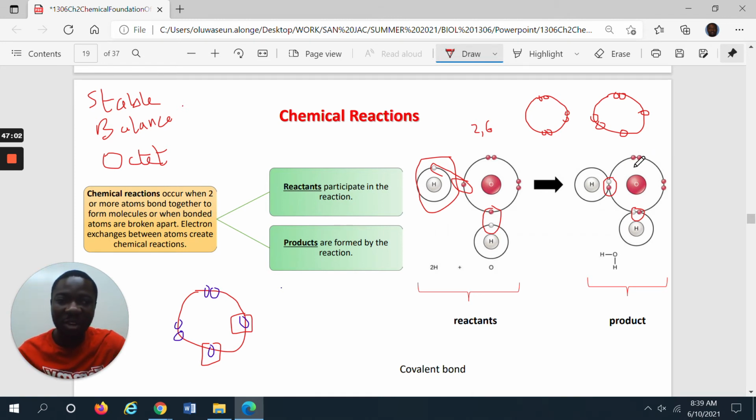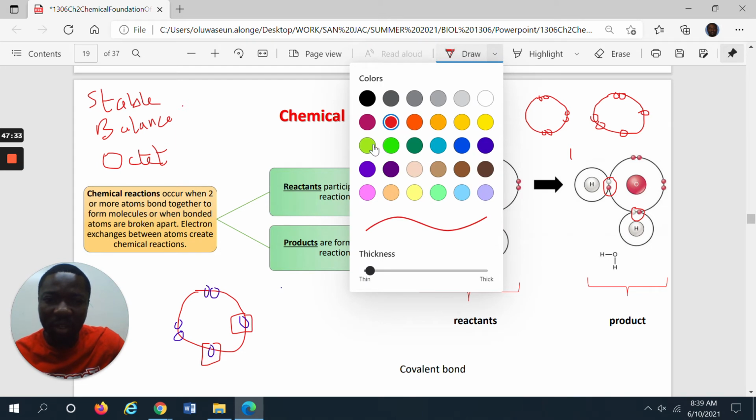If you want to count the number of electrons that is associated with oxygen now, it's going to be 1, 2, 3, 4, 5, 6, 7, 8. So oxygen is balanced as well. Now, look at one thing that is key. How many electrons does hydrogen have originally? Hydrogen has 1 electron, but now it has 2. Now, before, this hydrogen here, let me use another color now. This hydrogen here, I'm going to pick green.